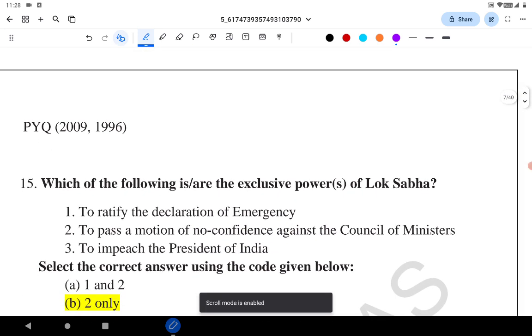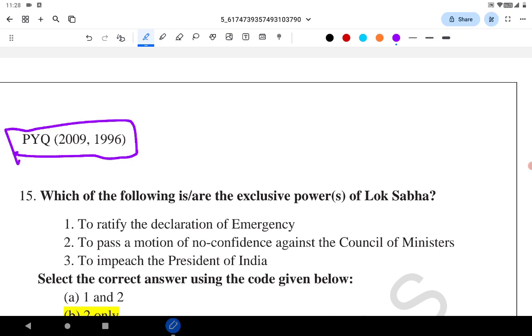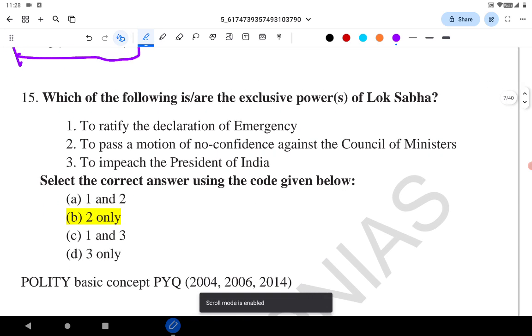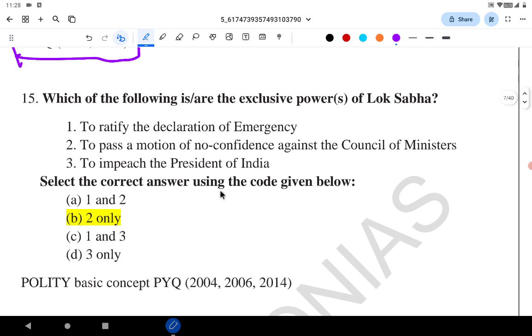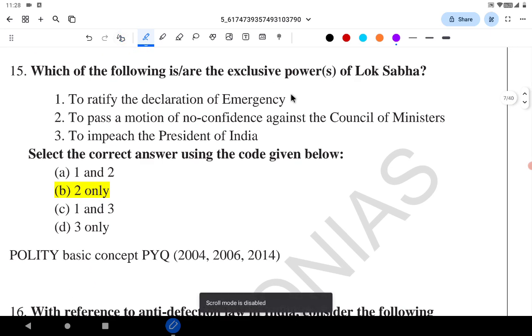Let's go to the next question. Again, this question was asked in the PYQ 2009 and 1996. Which of the following are exclusive powers of Lok Sabha? To ratify the declaration of emergency, to pass motion of no confidence against Council of Ministers, to impeach the President. See, the President can be impeached by both Rajya Sabha and Lok Sabha.